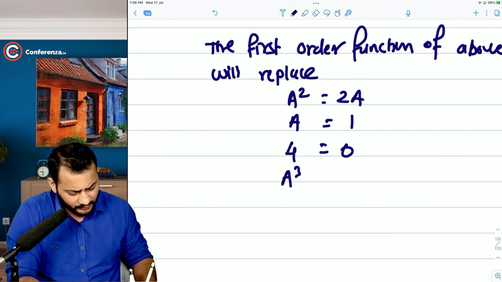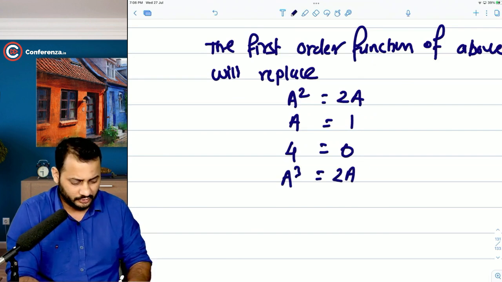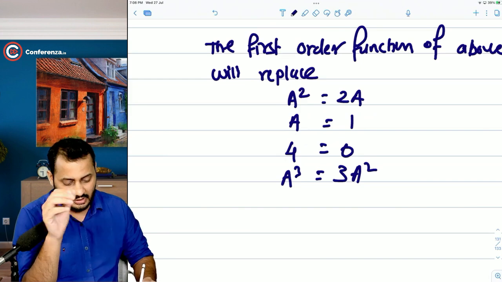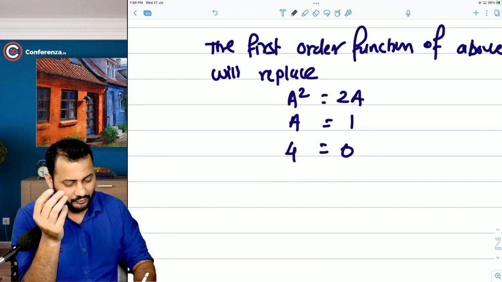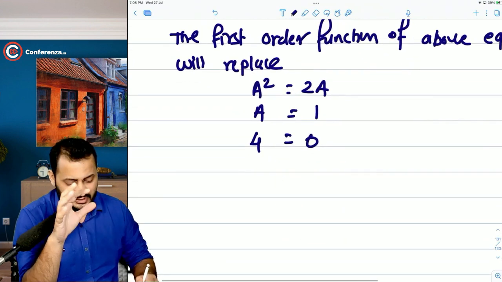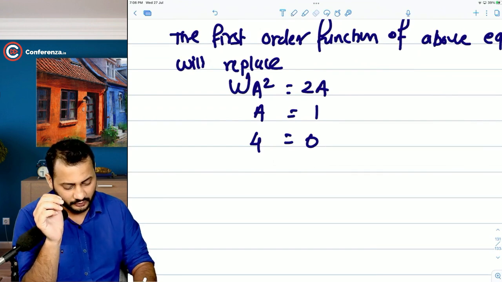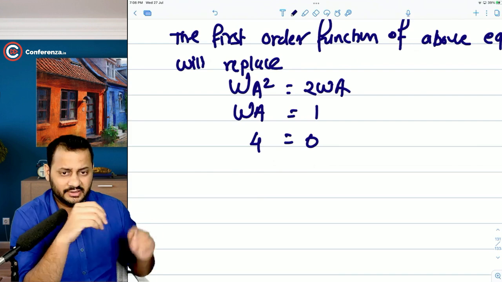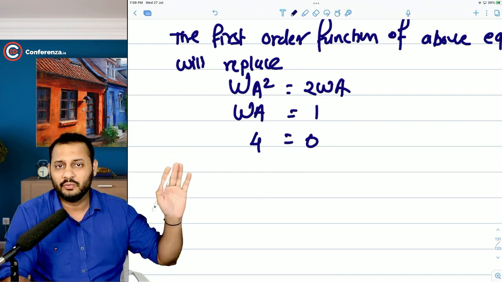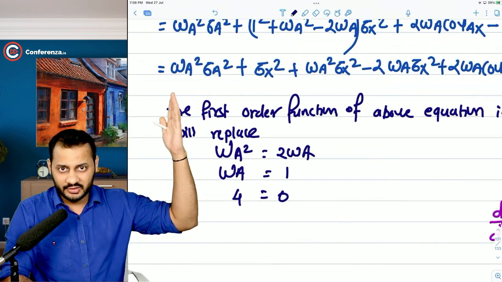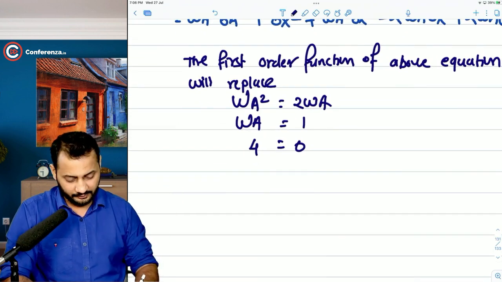And also if it is a to the power 3, it will be 3a to the power 2, with 3 coming in front and the power 1 less. Getting it? But we will have to modify this a little according to our equation. So instead of just a square, we will write the weight of a square equals 2 into weight of a. Am I right? Weight of a is equal to 1, and if there is any constant which does not include a, it will be 0. Do you agree with that? So we are going to do the derivatives of this and replace these figures.